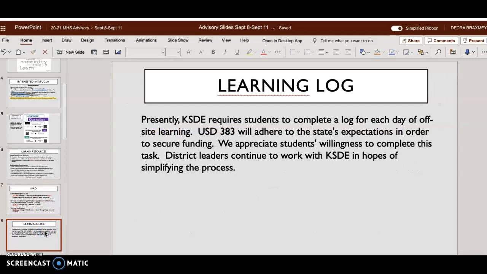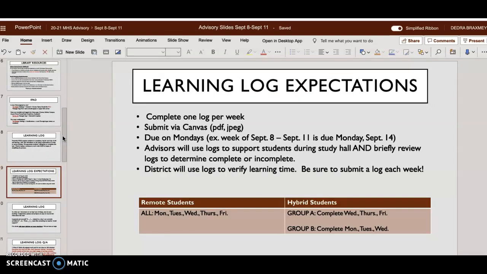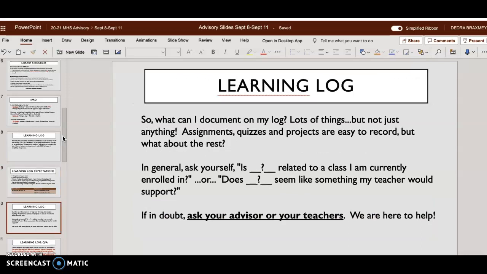On slide 8, we begin to talk about learning logs, and that continues through the next several slides. If students have been asking you questions about what types of things they can include on their learning logs, the next few slides are an attempt to address some of those and provide some common answers.